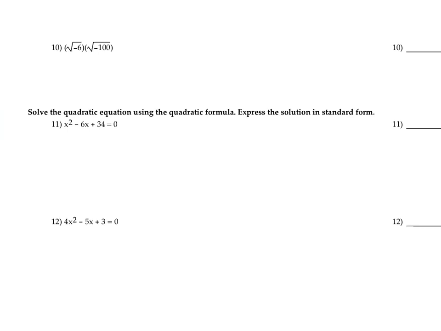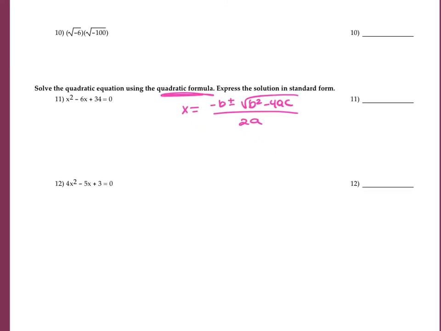11 and 12 are the quadratic formula. So x equals negative b plus and minus the square root of b squared minus 4ac all over 2a. And again, standard form, which means you're going to separate out the fractions if there are any at the end, okay?